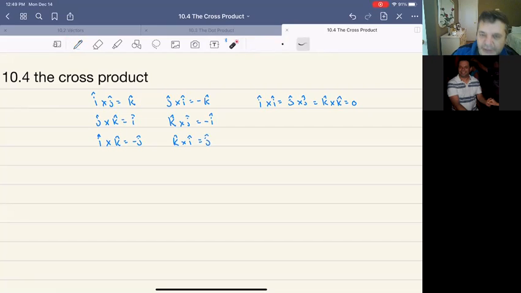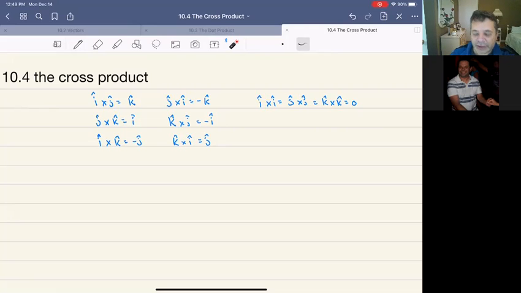Again, think about these as being in order. So start from i and then move left to right. So i, j, k, that's in order. i, k, j, that's out of order, so it gets a negative sign. i, j, k, that's in order. i, k, j, that's out of order, so it gets a negative sign. i, j, k, that's in order, so it gets a positive sign.